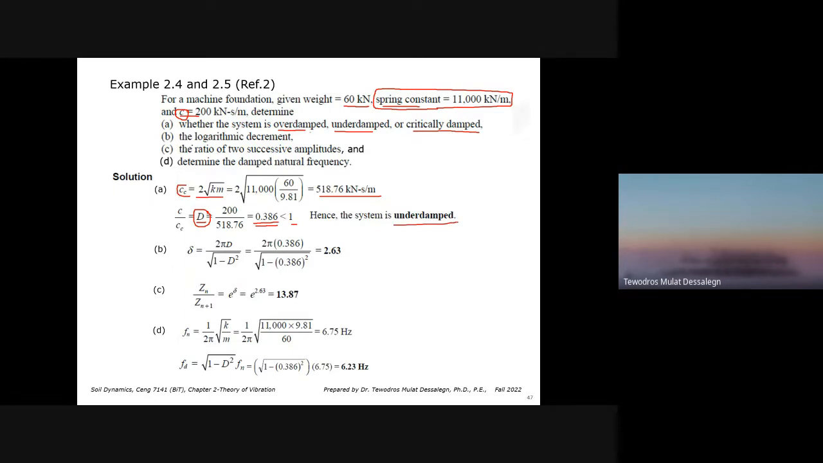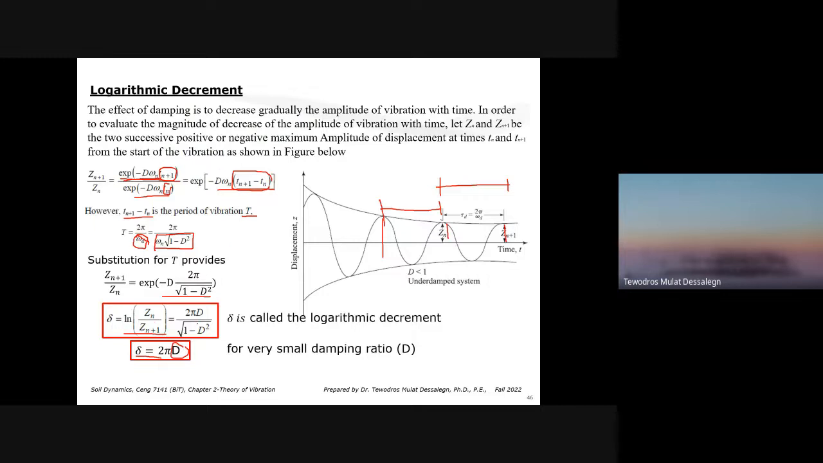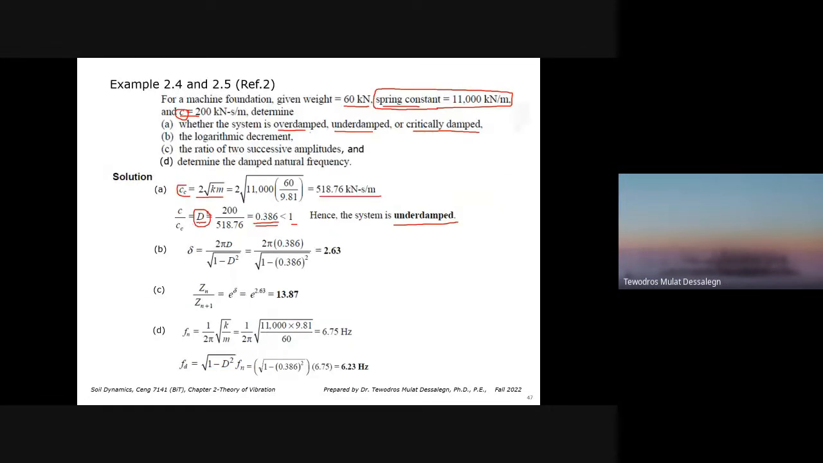The second one is to find the logarithmic decrement. We just talked about it. The logarithmic decrement is 2 pi d over square root of 1 minus d square. We're asked just to find the logarithmic decrement, knowing the damping ratio. Once you find the damping ratio, the logarithmic decrement is just in terms of the damping ratio, 2 pi d over square root of 1 minus d square. Then we found 2.63. So that's the difference between two successive amplitudes.